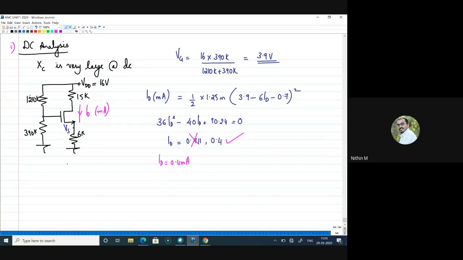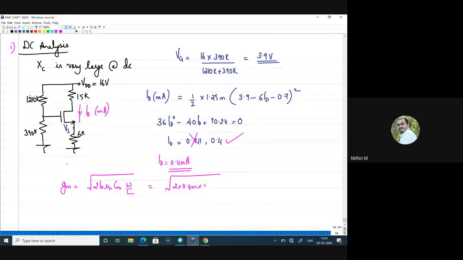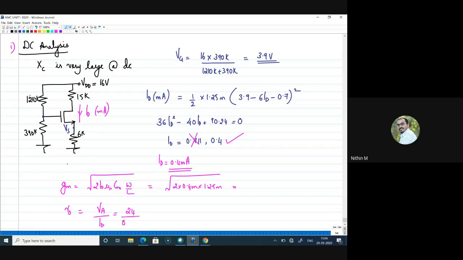Now once ID is known as 0.4 milliamps, you can find GM. What is GM? GM is the square root of 2 times half mu Cox W by L times ID. This is the easiest equation, right? We have written all the three equations on this. With ID as 0.4 milli and half mu Cox W by L given as 1.25 milli, you will get GM some value. And R naught, as I mentioned, VA is 1 by lambda, so R naught is VA by ID. VA is given as 24 and ID is given as 0.4 milliamps. If you solve, you will get the value for R naught. Can I get the answers for GM and R naught also?